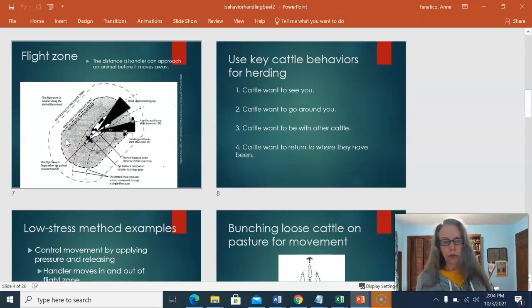You don't put pressure on and keep it on, because that really starts to agitate the animals. That's why you put pressure on to make something happen, but you take it back off. So that's one thing we learned about with the flight zone. And we also learned about using behaviors for herding.